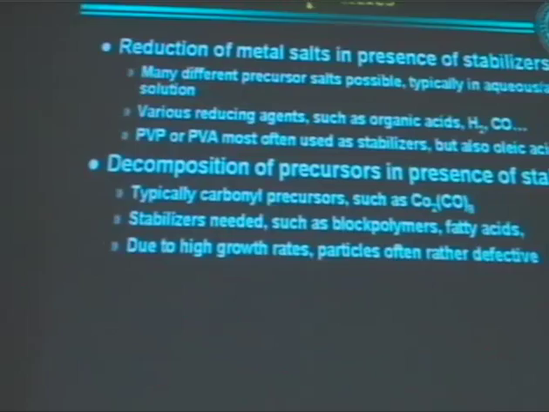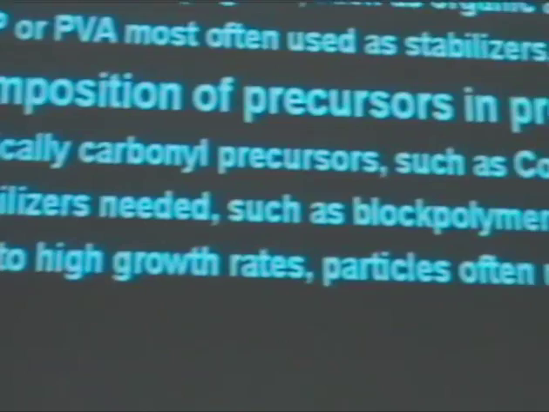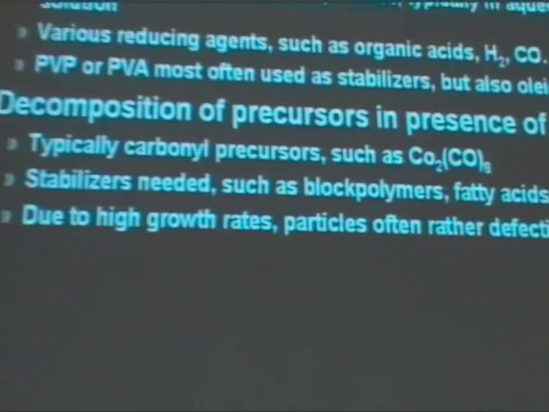The next technique is just a simple decomposition of precursors. There you use already a zero valent metal salt, ideally a zero valent metal salt, for instance a carbonyl complex of nickel, cobalt, iron, like this cobalt octacarbonyl for instance. You put it in a solvent under inert conditions, you heat up, the metal complex decomposes, and you basically directly get the zero valent metal atoms in the solution. Well, normally they would aggregate and also grow to big particles, which you want to prevent, and therefore you need, again, stabilizers. You can use block polymers, fatty acids, again, oleic acid, many different possibilities we have.